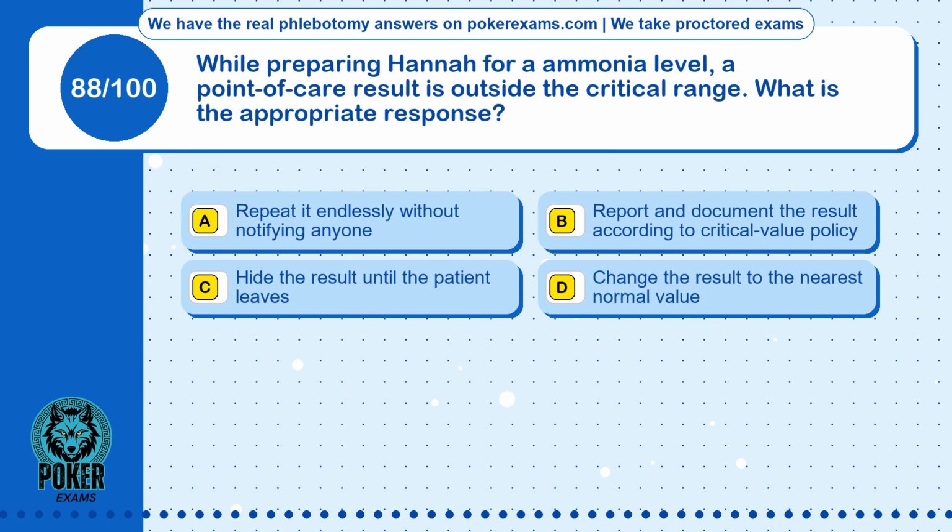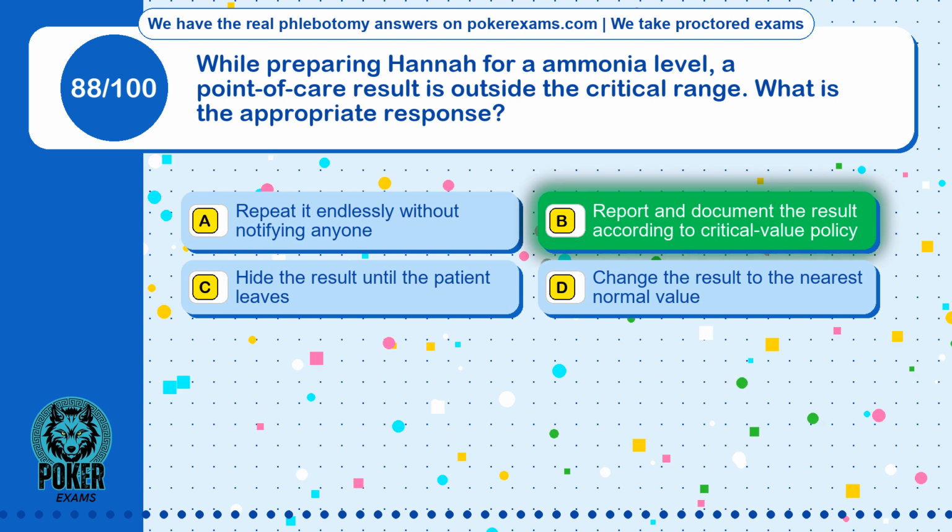Question 88. While preparing HANA for an ammonia level, a point-of-care result is outside the critical range. What is the appropriate response? Option A. Repeat it endlessly without notifying anyone. Option B. Report and document the result according to critical value policy. Option C. Hide the result until the patient leaves. Option D. Change the result to the nearest normal value.